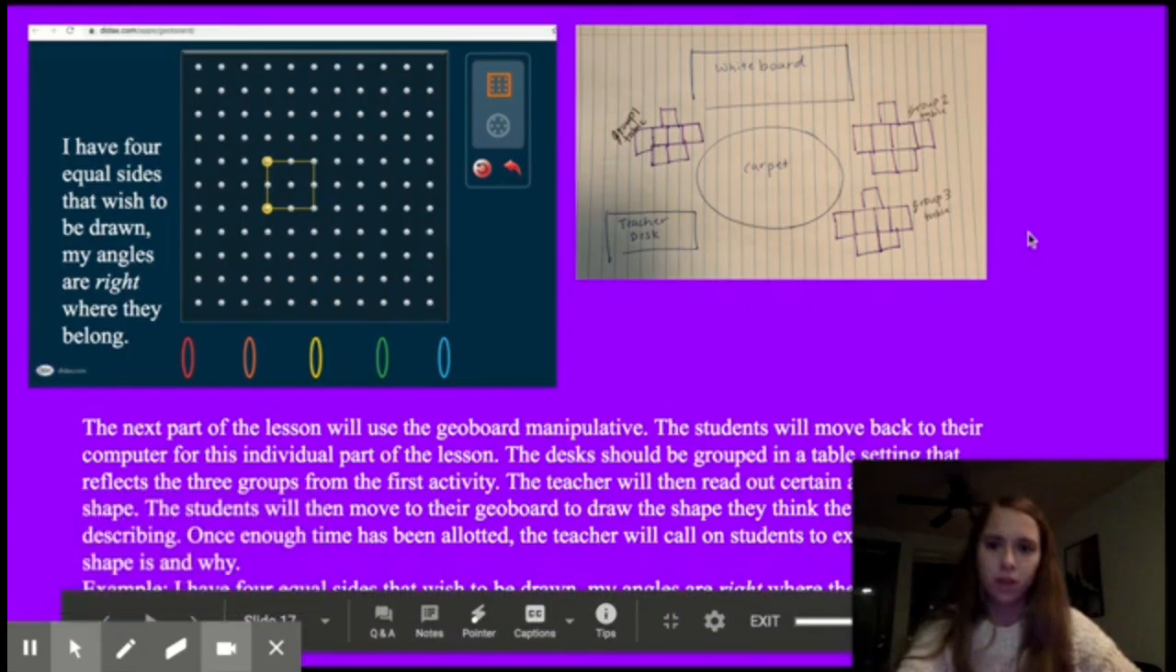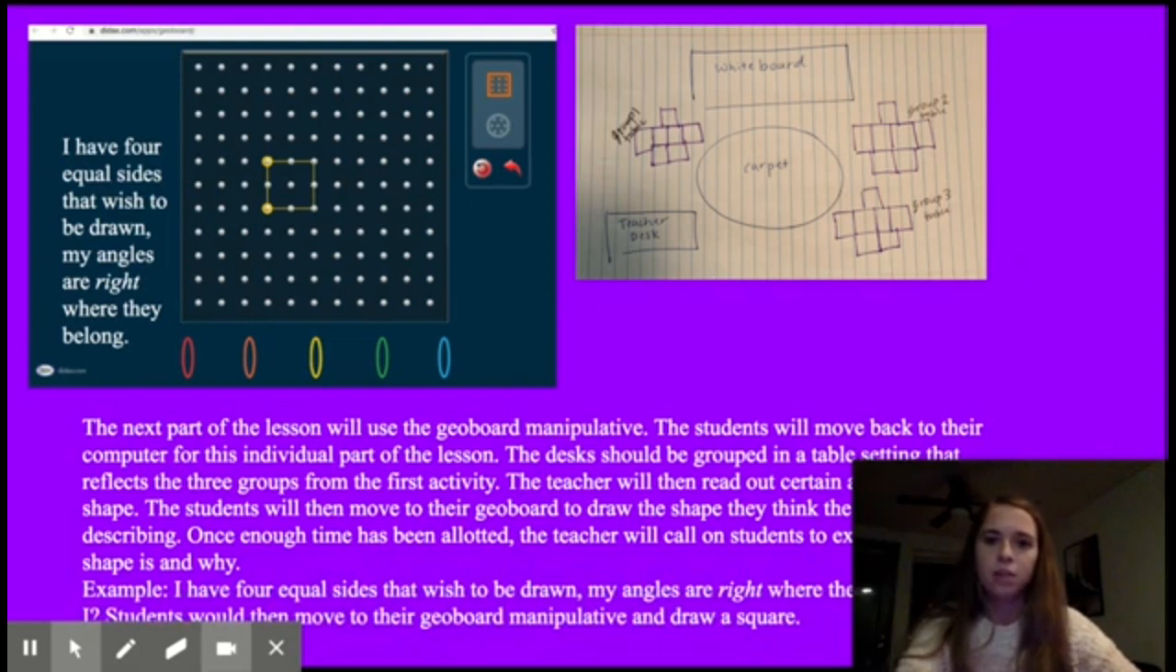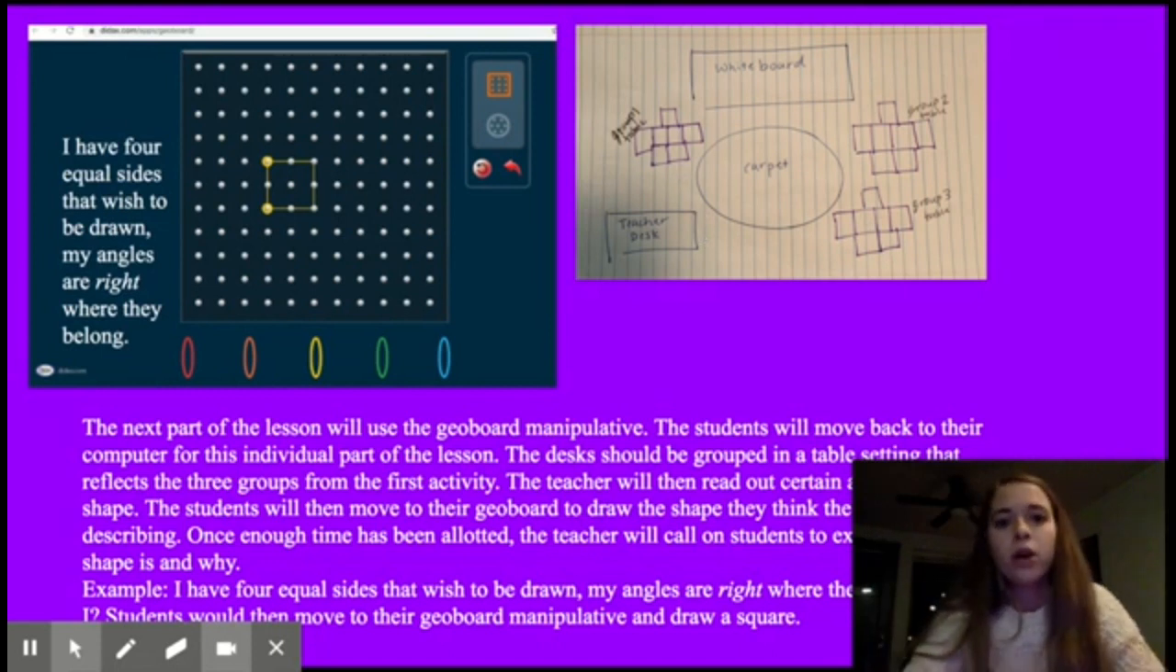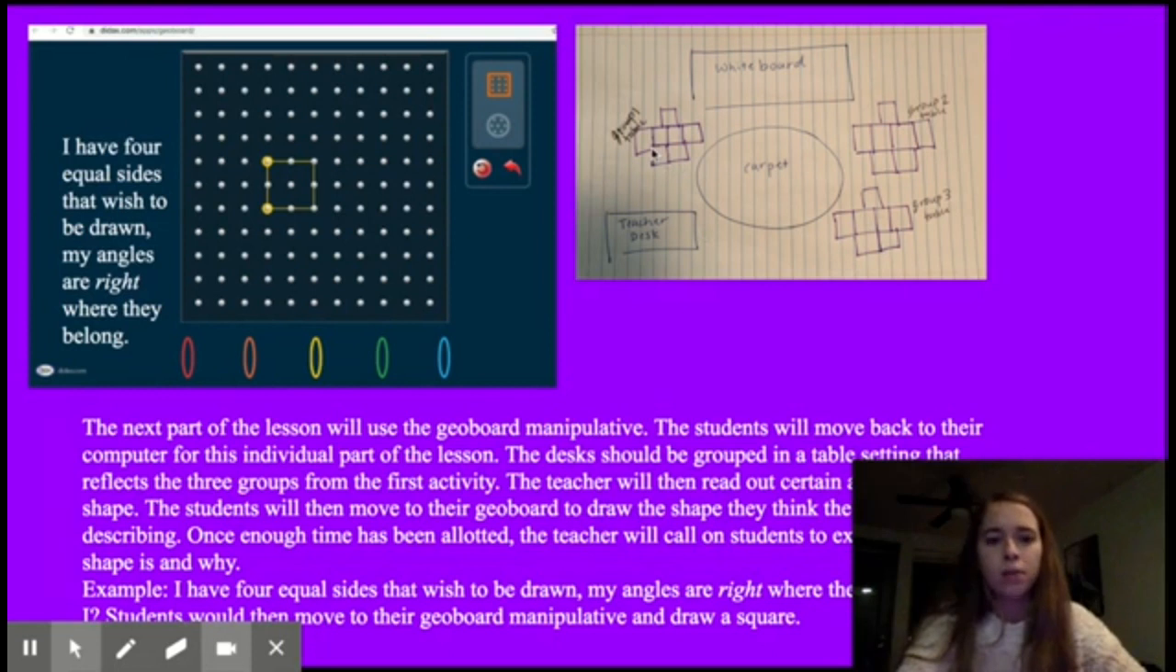And so we're going to look at the geoboard for the next part using this manipulative. And this is going to be a lot of fun, but the students will first move back. You'll move the desks back into groups. So we're just going to keep them in their groups, but this is an individual part where they will just use computers. And so the students will move back to their desks, and then they will pull up their Geoboard manipulative.